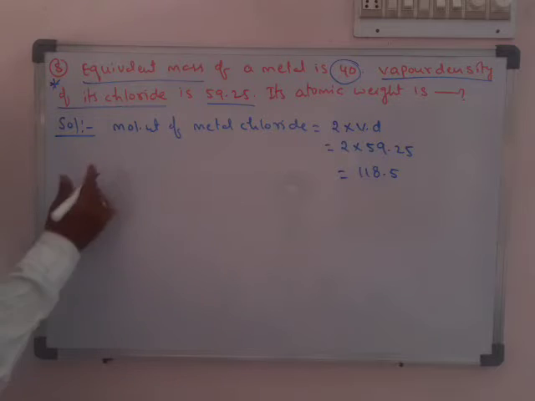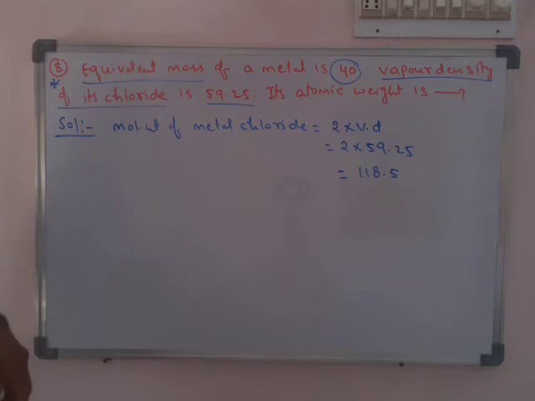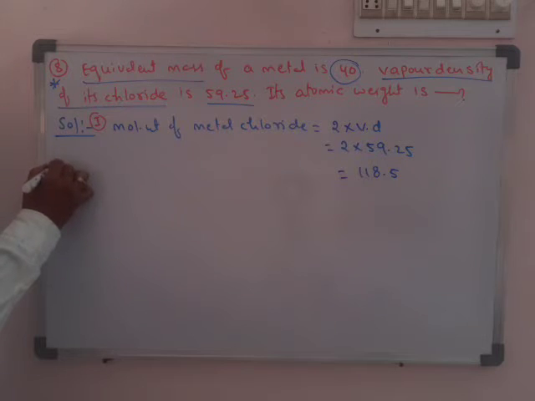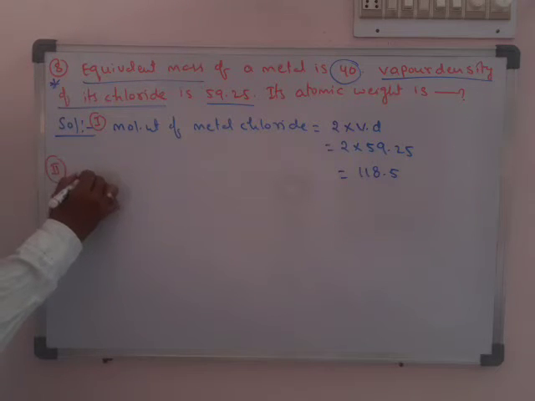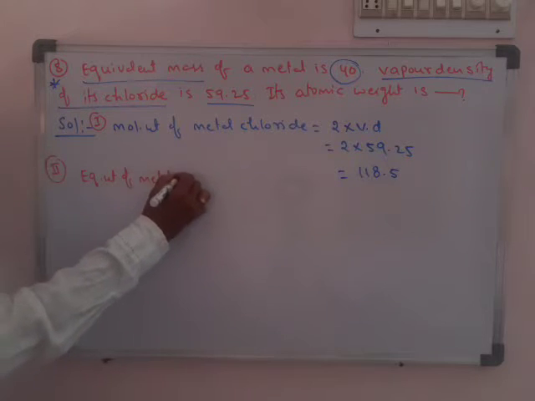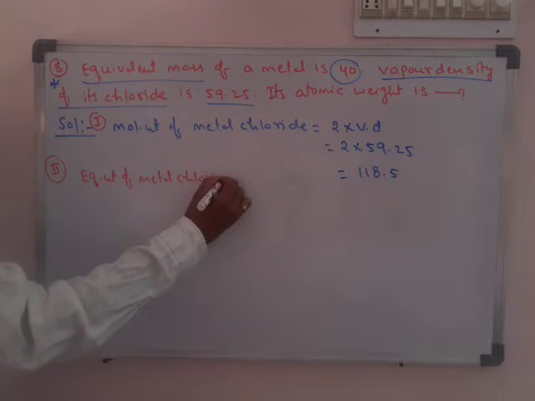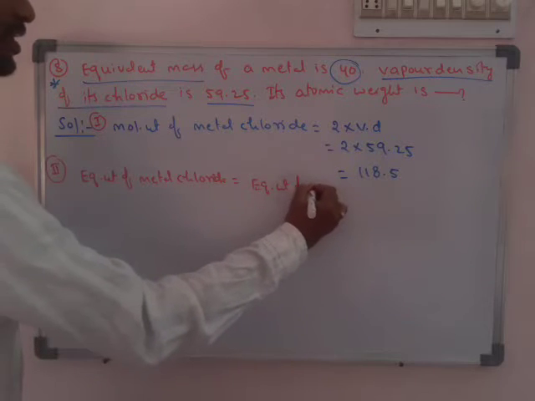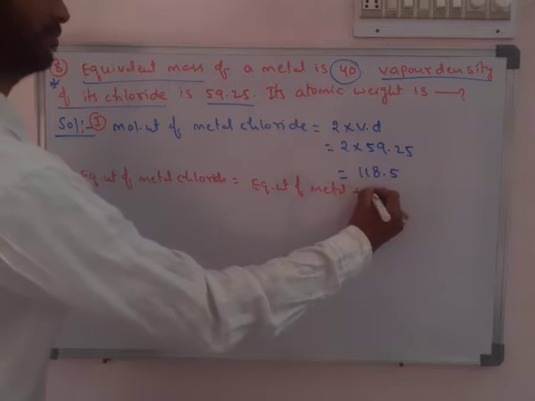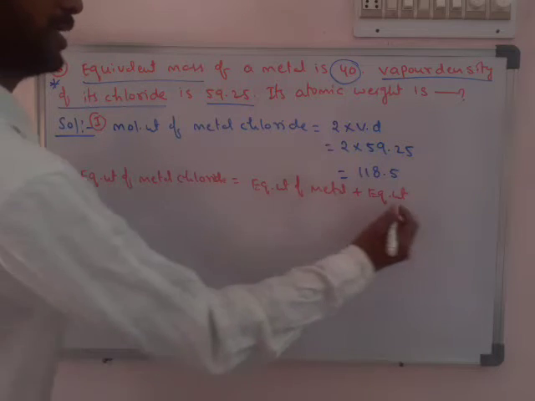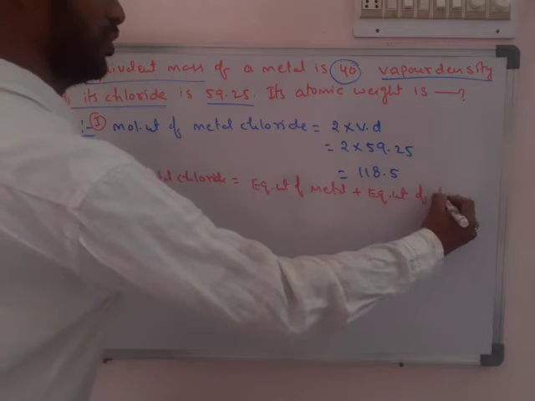If we know the molecular weight of the metal chloride, take it as case one. In case two, we know the general formula that the equivalent weight of the metal chloride is equal to the equivalent weight of the metal plus the equivalent weight of chlorine.